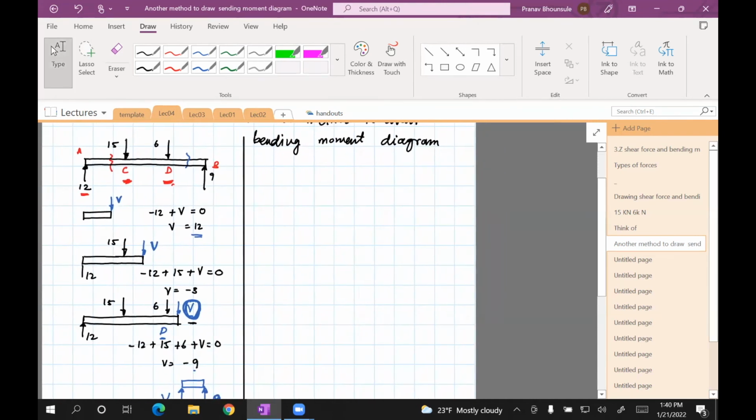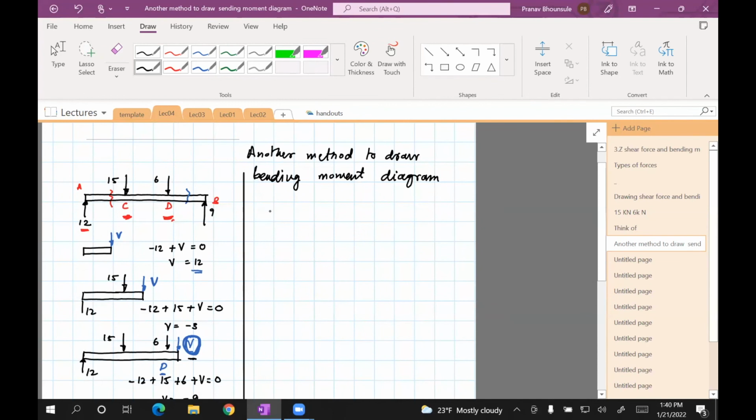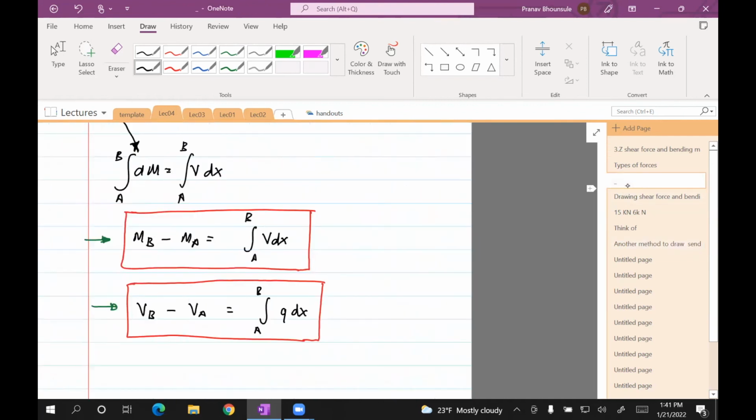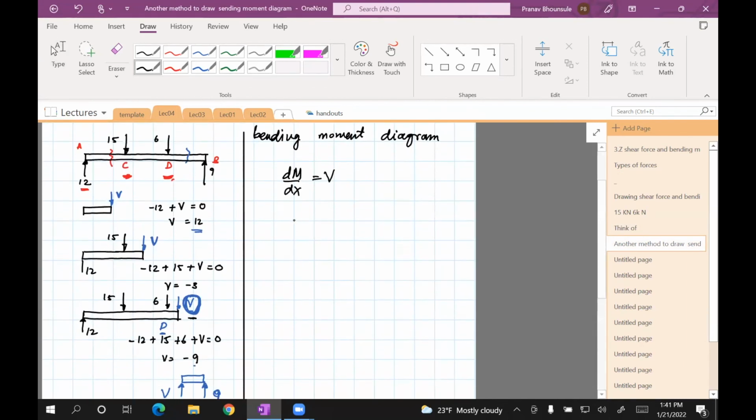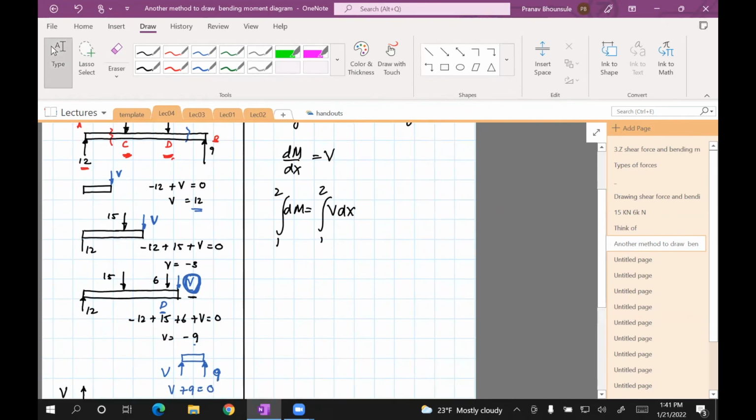Okay, so this method is based on the fact that there's an equation relating M and V, which says that dM/dx equals V, which essentially is copied from here. So dM/dx equals V, I just copied it here. So we have dM equals V dx. And then if you integrate this equation between any two points, let's call them points 1 and 2. Okay, so 1 and 2 are some points in the free body diagram of this beam, right?